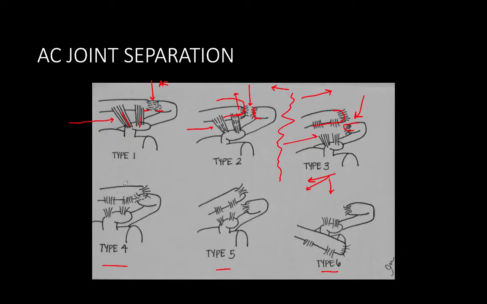Type 4 dislocations are posterior dislocations. So basically the clavicle goes posterior. Type 5 is gross superior elevation, like way up there. And type 6 is generally subcoracoid or intrathoracic malposition of the clavicle. So these are more severe injuries, of course. And all of those, 3 through 6, are surgical.